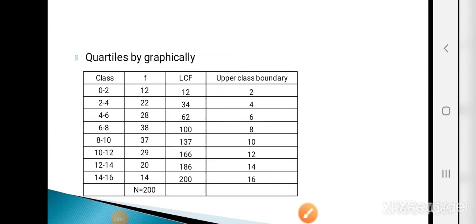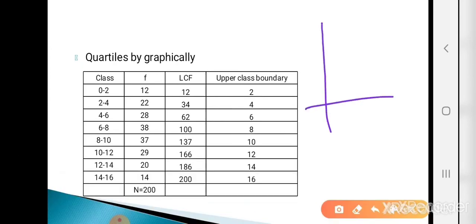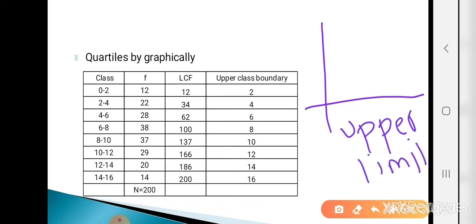Now see how to calculate the quartiles graphically. To find the quartiles by using a graph, we use the Ogive curve. There are two types of Ogive curve, less than Ogive curve and more than Ogive curve. Use either one. Here I am using the less than Ogive curve. How to draw the less than Ogive curve? Take upper limit on the x-axis, that is upper class boundary, and LCF on the y-axis. But for drawing the Ogive curve, we need the classes in exclusive form. The given classes are already in exclusive form, so no need to convert them.